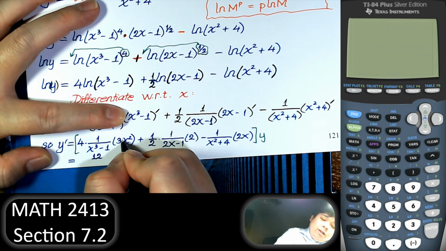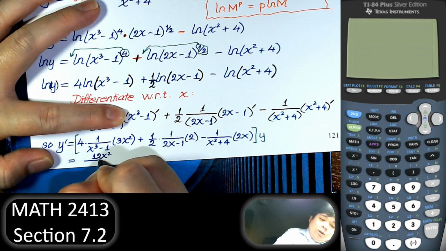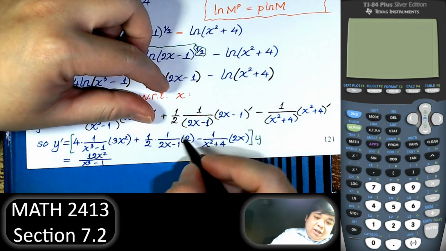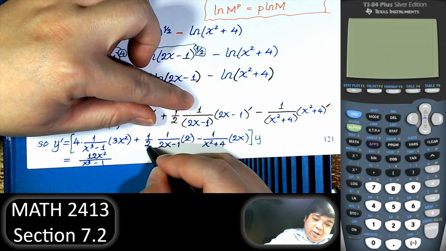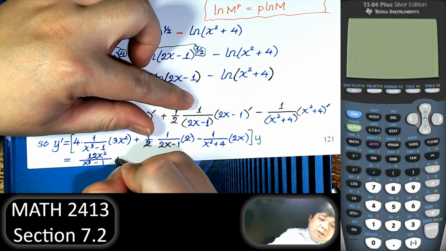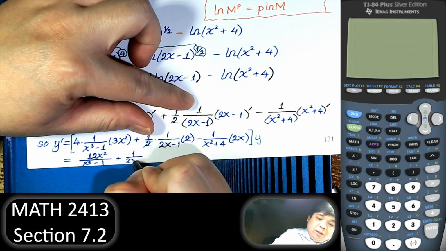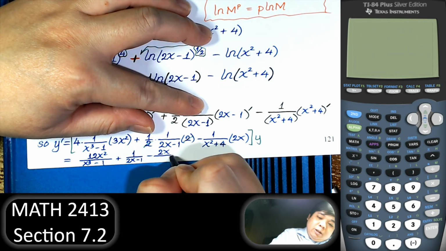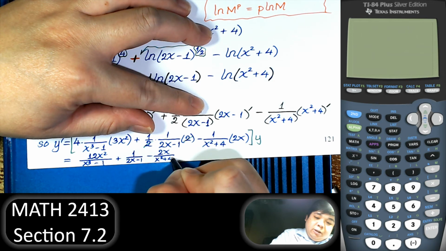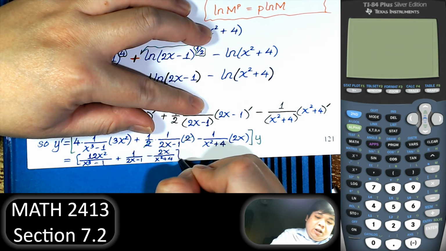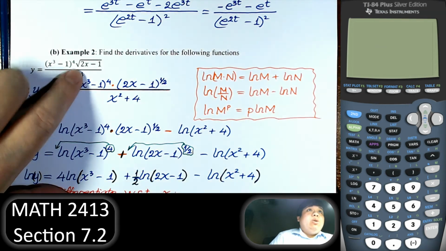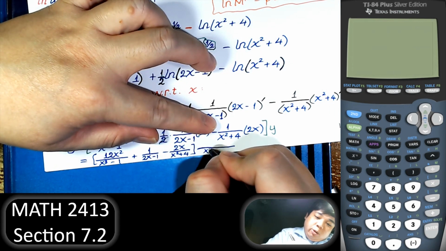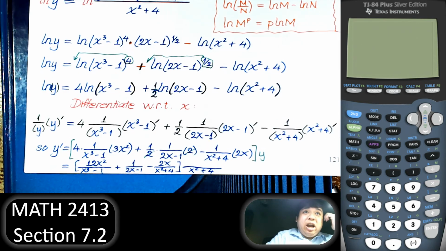12x squared over x cubed minus 1. 2 and 2 cancel out. Plus 1 over 2x minus 1. And then 2x over x squared plus 4. All of that times y, which is the original one. So I'm just going to put x squared plus 4 at the bottom. Sorry, run out of space, but you get the idea.